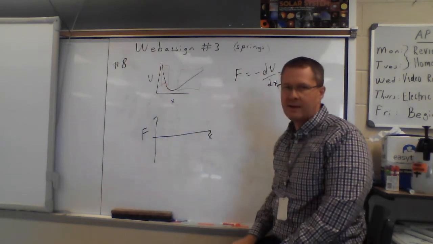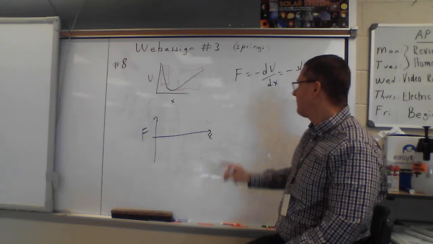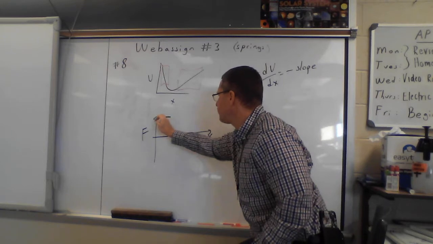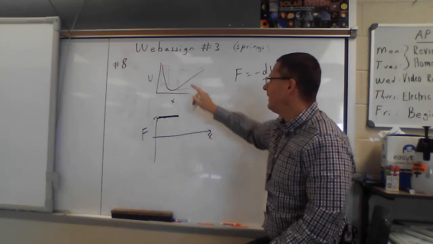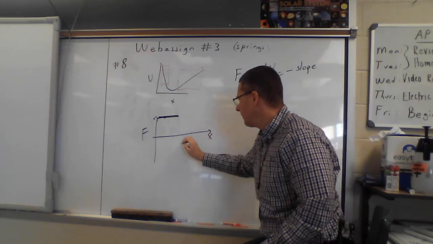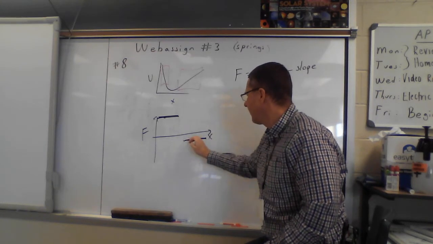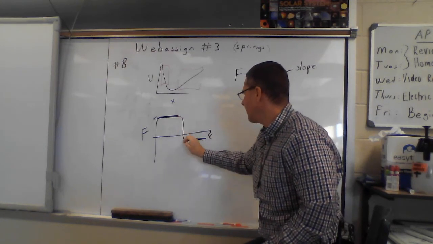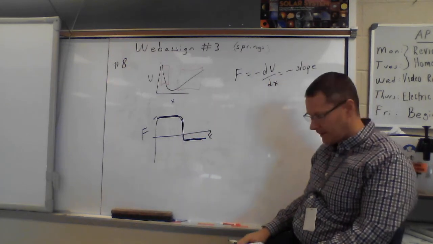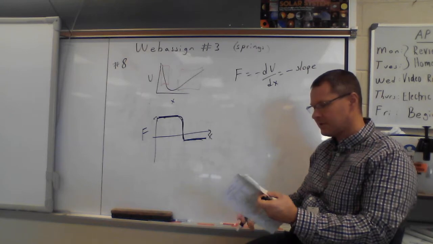And here we clearly have a very negative slope. Force is the negative of that slope, so I'm going to put a positive up here. And here we clearly have a lesser, but positive slope, so I'm going to put a negative there. And I'm just going to connect those two with a curve and get something like that. Let me check to make sure that looks good. Yeah, that does look good.